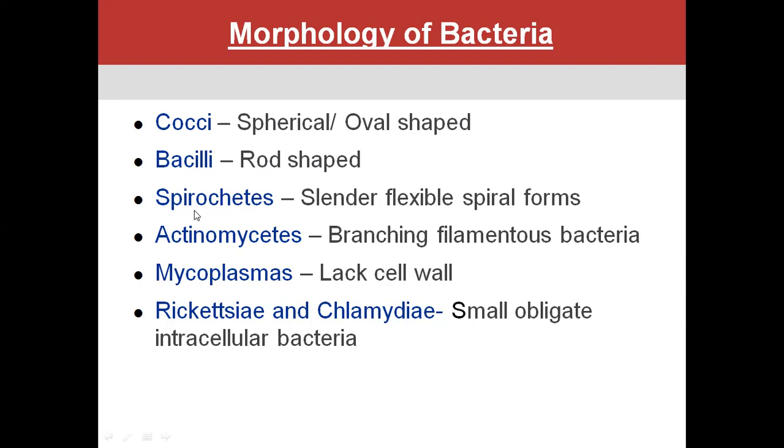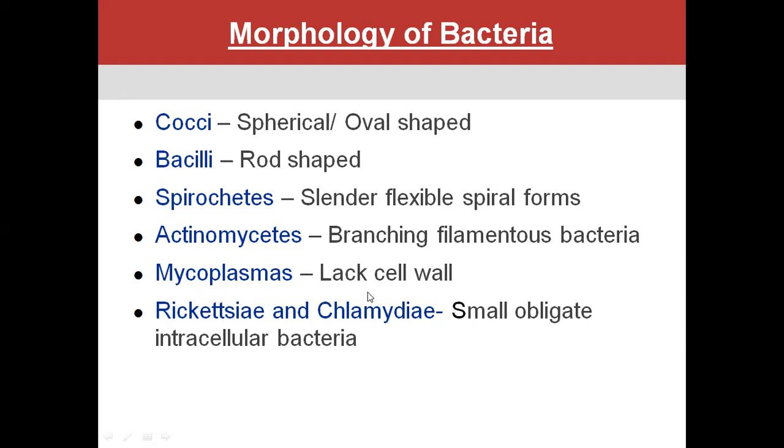And next, spirochetes. The word spira means coil and chaete means hair-like. So spirochetes are long, slender, flexible, spiral forms. An example is Treponema. And next, actinomycetes. The word actis means ray and mykes means fungus. They are branching filamentous bacteria. They show branches, so it resembles a fungal mycelium, but they have a rigid cell wall.